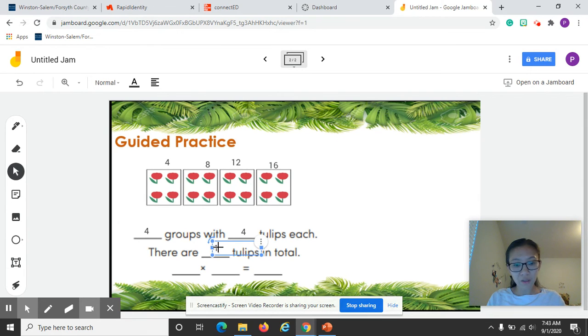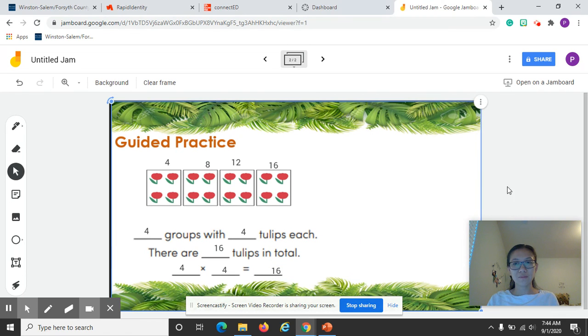Now, how do we make our equation? Again, always begin with the number of groups. Since there are 4 groups, your first number of the equation would be 4. And then there are 4 tulips here, or 4 items in each group. So we have 4 times 4. And since we already counted it off, we know that 4 times 4 is 16. Those are the steps on how to come up with a multiplication equation using your equal groups.